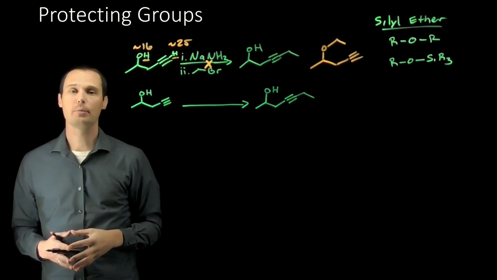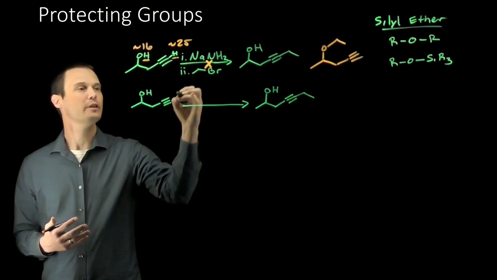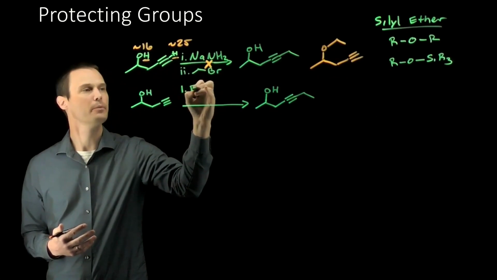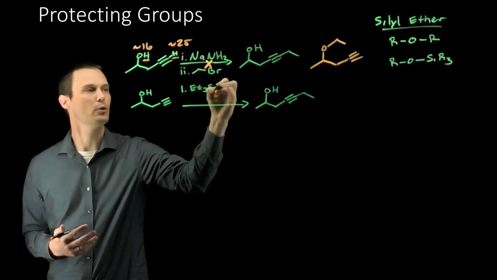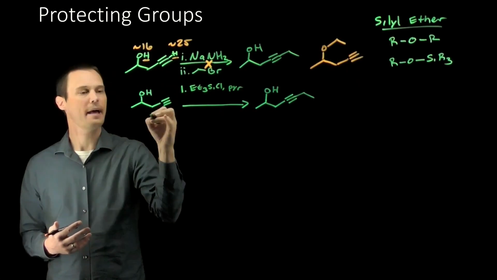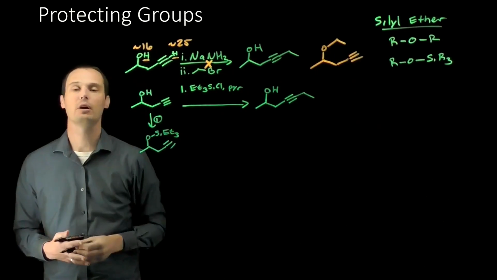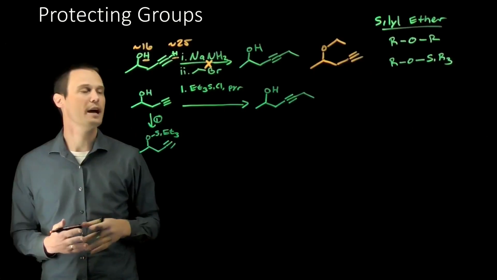The problem is the alcohol proton is the more reactive one. So to do this synthesis, first we're going to need to protect the alcohol as the silyl ether. I'll choose the triethylsilyl chloride and our proton sponge pyridine. That will protect the alcohol as the silyl ether. Now we no longer have that acidic proton. The functional group is not in the way.